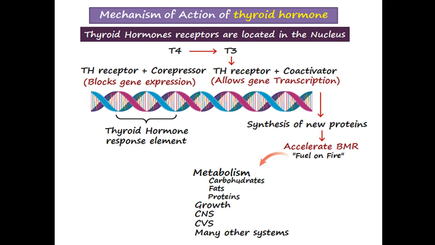And a region of the DNA which is known as the thyroid hormone response element. This region has the thyroid hormone receptors. And normally, the thyroid hormone receptor is bound to a co-repressor protein. And this co-repressor and receptor complex has inhibitory effects on the gene expressions.